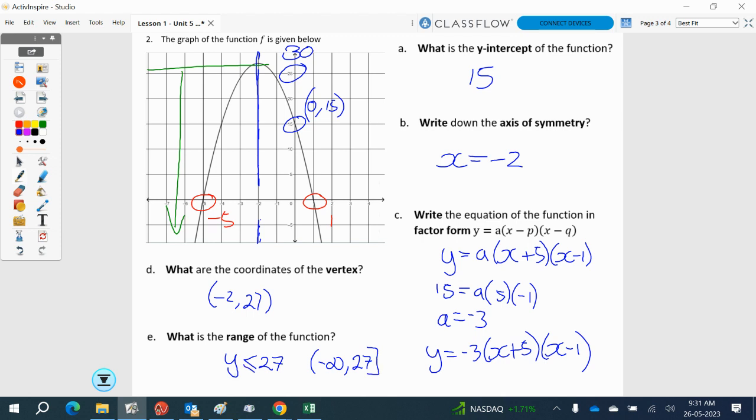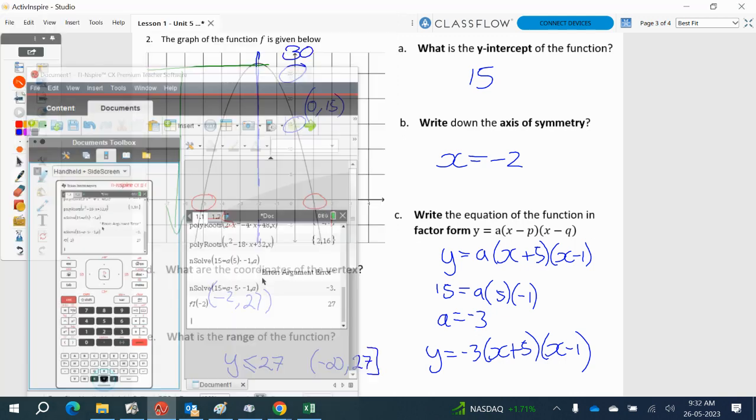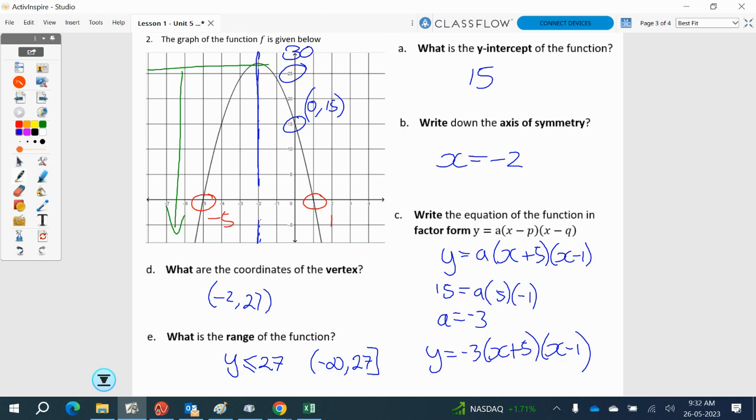Cool. Now, I included the point 27. Why do I include 27, Jimmy? That's an actual point on the graph. Yeah. So when we put in this value minus 2, we do actually get 27. 27 is a point on the graph. All points on a graph are always included. So if you have a point which is actually on the graph, you always include it. Okay, that's it for that type of question.